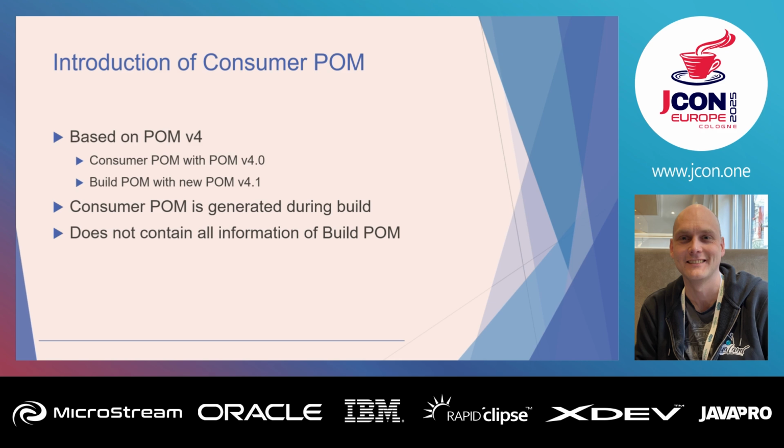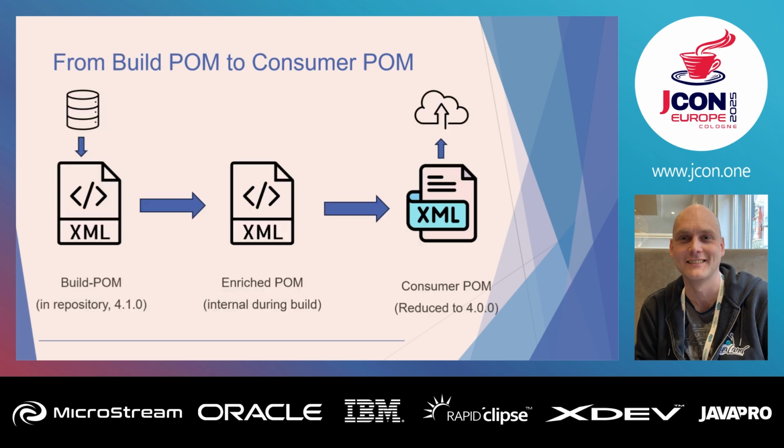So now we officially divide between those POMs. And the new one is based on the model version 4.0, which you already know since Maven 2, while the build POM can get increased to model version 4.1. The consumer POM is generated during the build and contains all the information you need as a consumer, but not the information you only need to build your project.